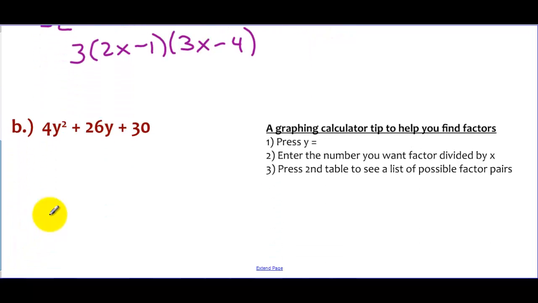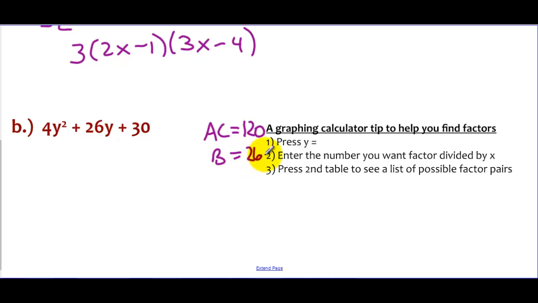So in this example, I'm going to show you what happens when you forget. Let's say you look at this and you don't notice that 4 and 26 and 30 all have a 2 in them. What if we just jumped in and said, this is an AC factoring problem. I'm going to multiply together A and C and get 120 with a B value of 26.